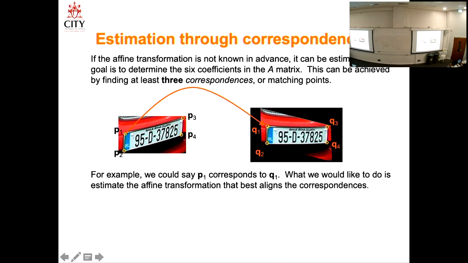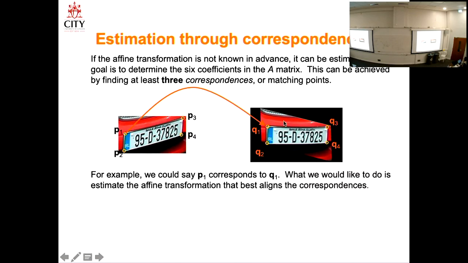I know that this point is this point. This is the image that I want. I manually rotated the image in Photoshop and I thought, okay, this is what I want to have. So this point, I know is this point. I know P3 is Q3. I know P2 is Q2. And I know P4 is Q4.